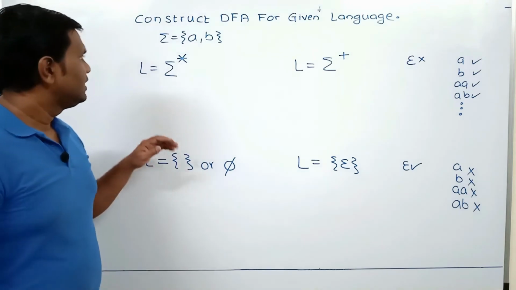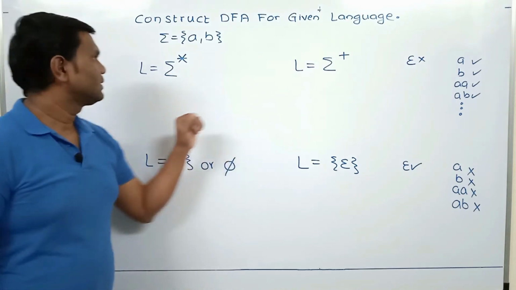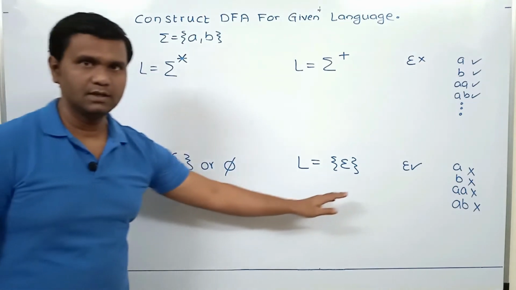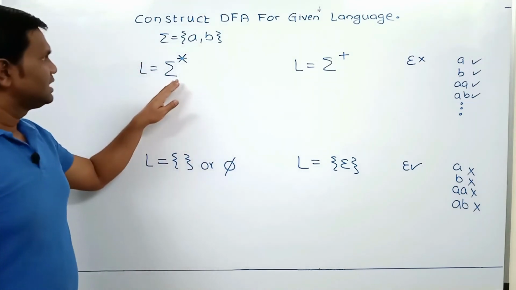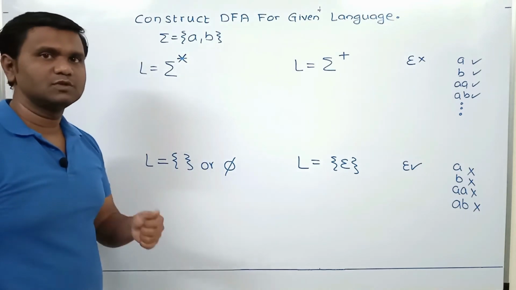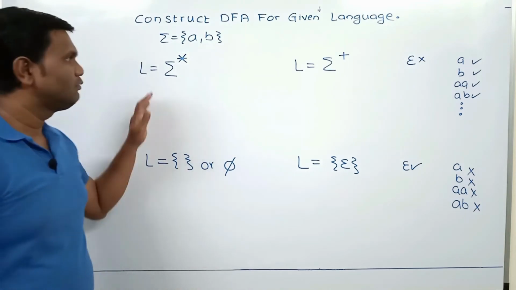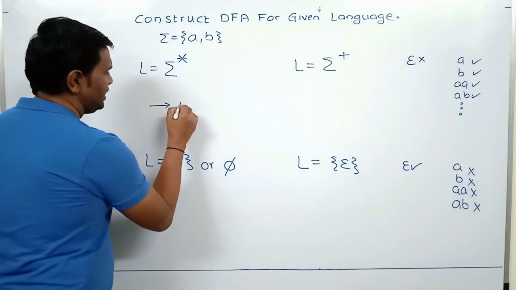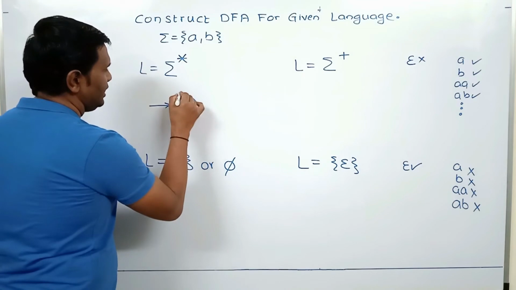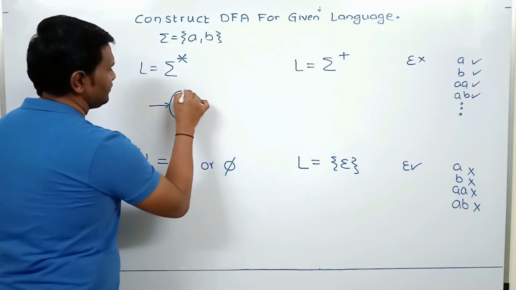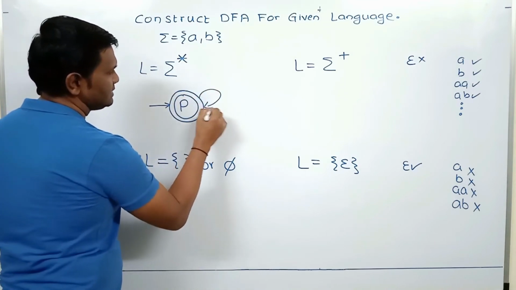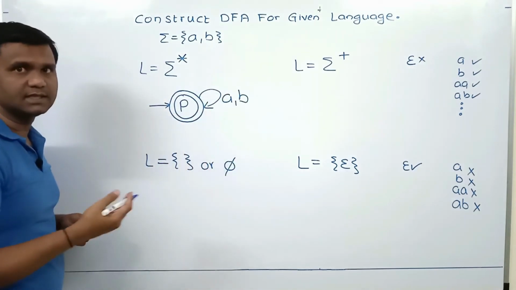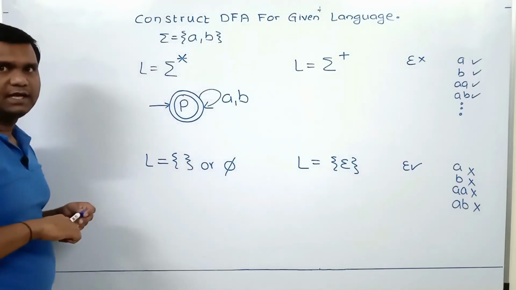Now let's draw DFAs for these languages: L equal to sigma star, sigma plus, phi and epsilon. Now sigma star contains all the possible strings over the given alphabet. So here we have to accept every string. So we take initial state P and mark it as a final state. And then any symbol that comes, we accept it because we have to accept every string. So this is the required DFA.